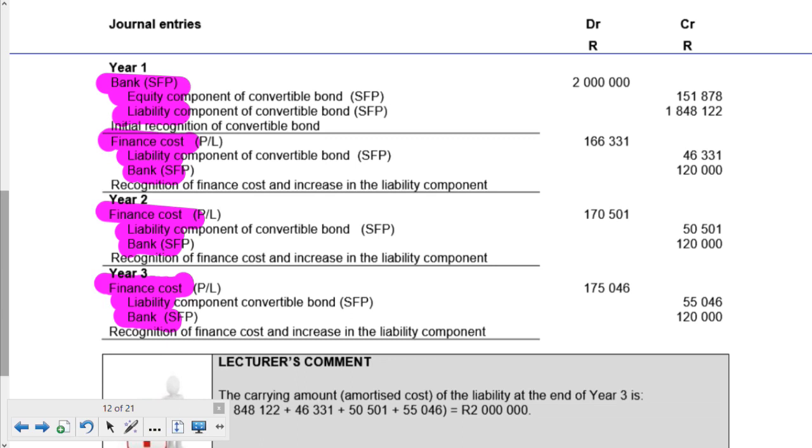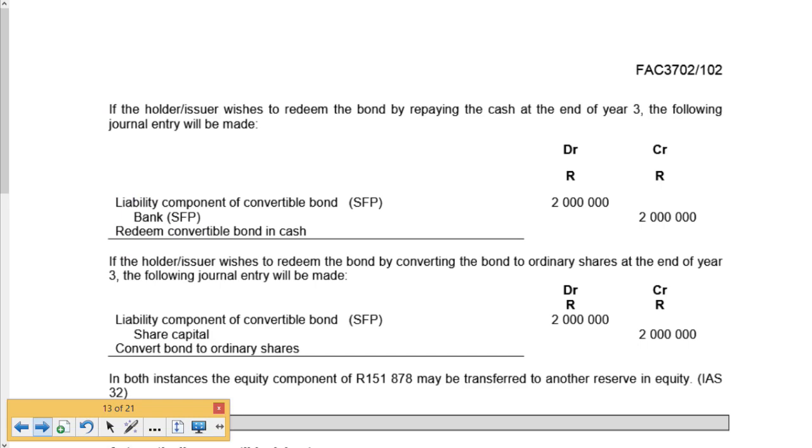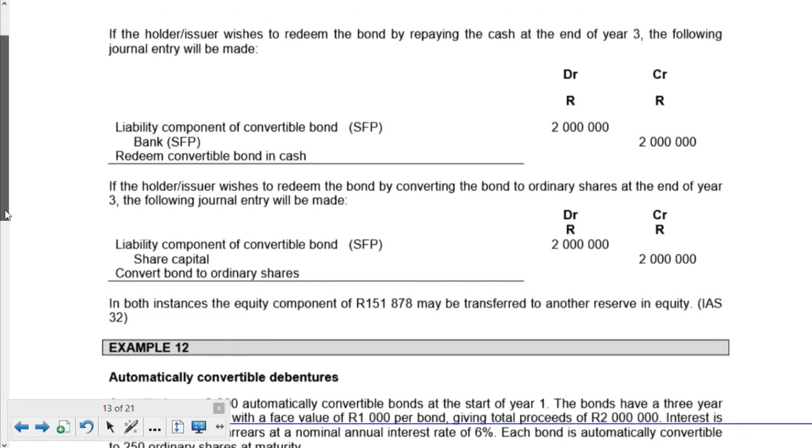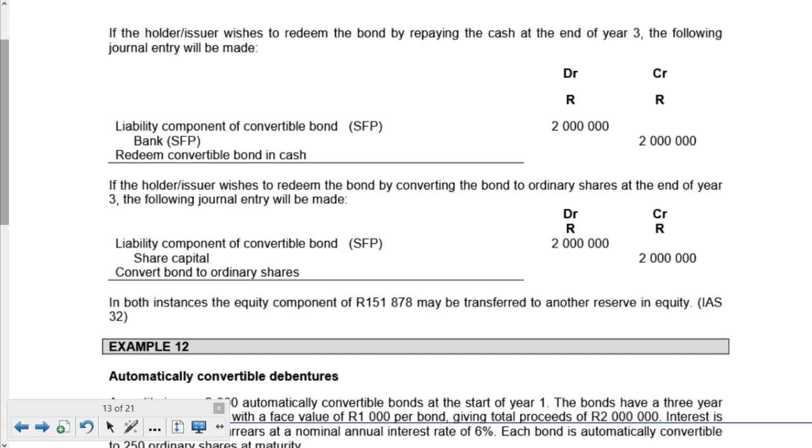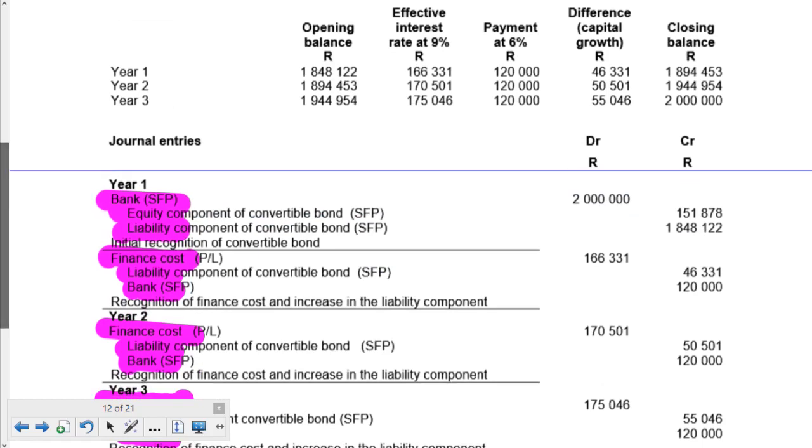So these entries are looking familiar. They're the opposite of the entries we had before. Do you agree? Okay. Here they are. It says, if the holder wishes to redeem the bond, then the entry is debit liability, credit bank for the 2 million. If the holder wishes to convert the bond, then I take the liability to share capital, because now it's equity. I don't recognize it as income or whatever. And the other 151, the one that we had originally said was equity, in the statement of changes in equity, you can just transfer it.